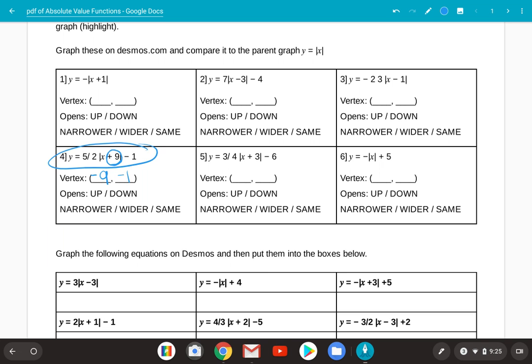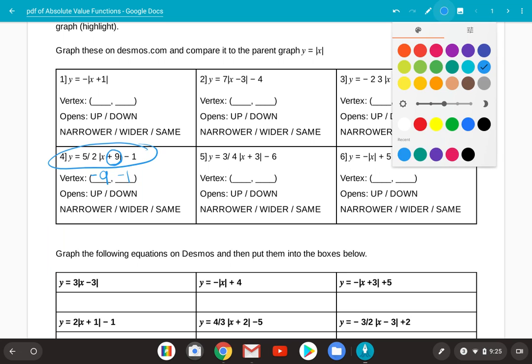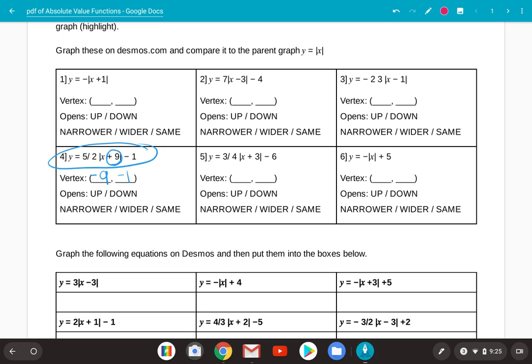Now, if it opens up or down, let me change color so you can see that. Love changing color. This number will tell you these two. It's positive, so it is going to be opening up. And because it is 5/2, you're going to go up 5, right 2. That's going to be a little bit narrower, and 5/2 is 2.5, which is bigger than 1, so it's going to be narrower than our original graph.